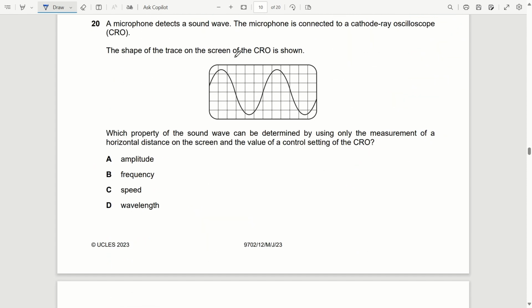Question 20, a microphone detects a sound wave. The microphone is connected to CRO. Shape of the trace on the screen of CRO is shown. Which property can be measured by using only the measurement of horizontal distance? On horizontal distance we can measure time period, because this is time axis. Time gain is given, we can measure time period, and we know that time period is equal to 1 upon frequency. So frequency can be measured.